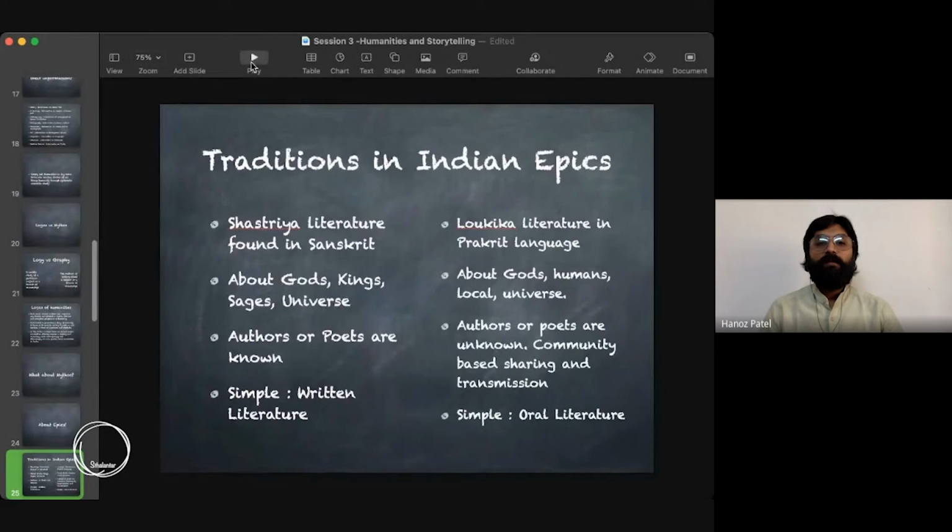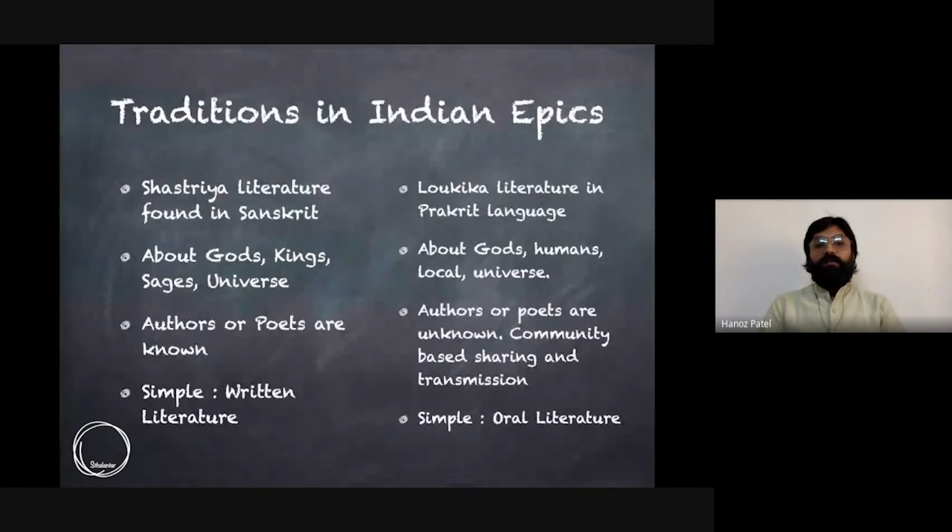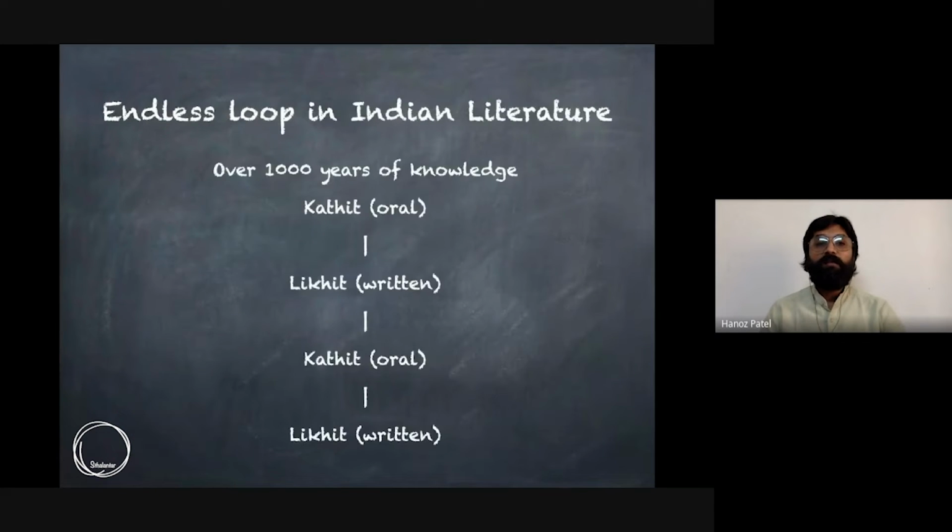So basically, Shastri literature, we find it in written format, while Lokik literature is found mostly in the form of oral literature. That is the entire thing. These are the two basic traditions that we have seen in the Indian epics.